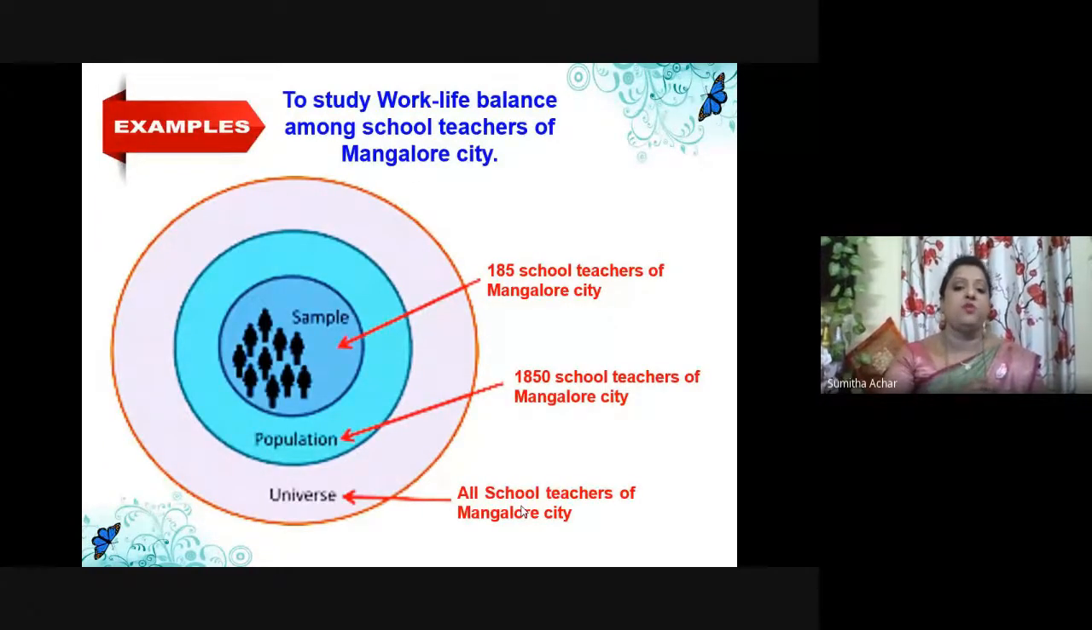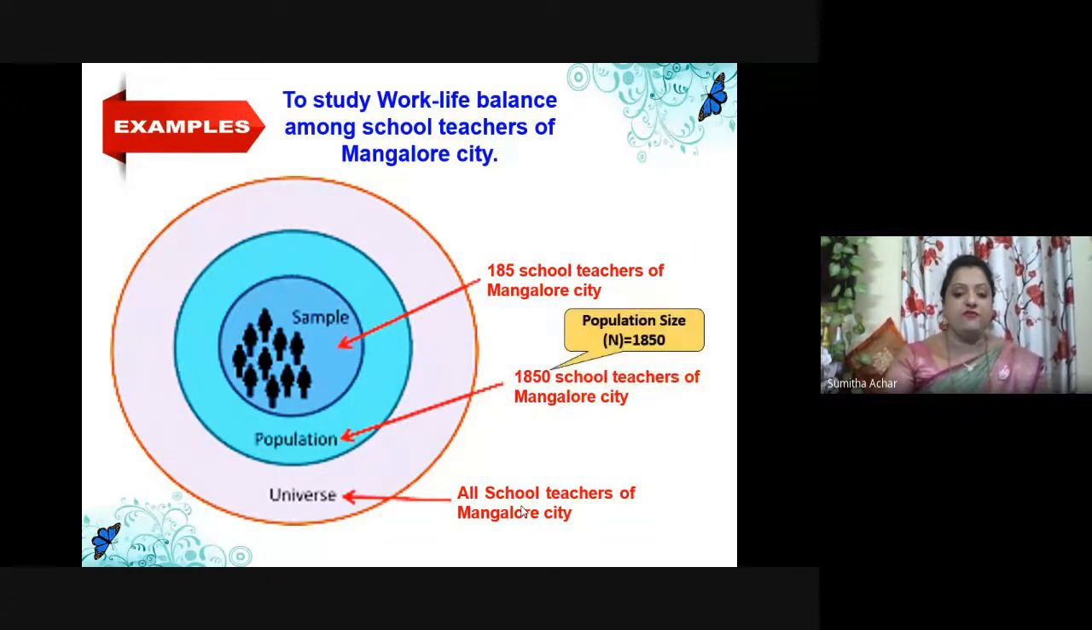Now, suppose somebody wants to study work-life balance among the school teachers of Mangalore city. Just as an example, all school teachers of Mangalore city is my universe. Now, if I take the total in a particular study period, or what we call the reference period of my study, it is 1,850 school teachers of Mangalore city. Then my sample has to be derived from my population. So if I say 10% of my population, that is 185 school teachers of Mangalore city. This is how the circle of understanding of sampling theory works.